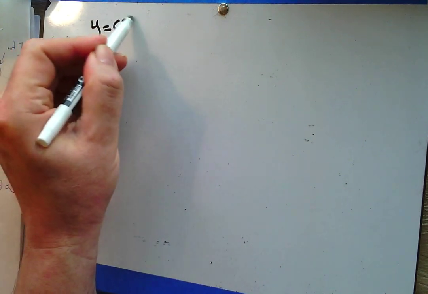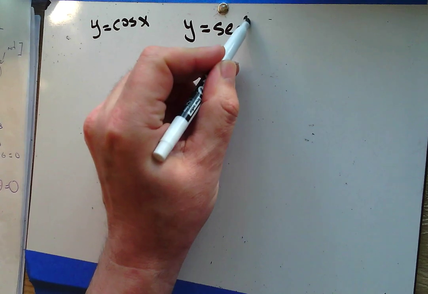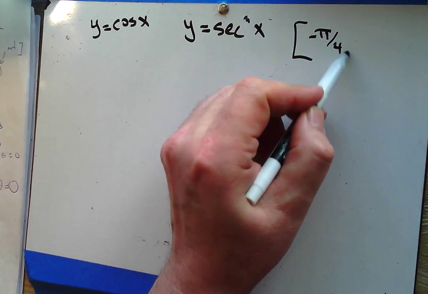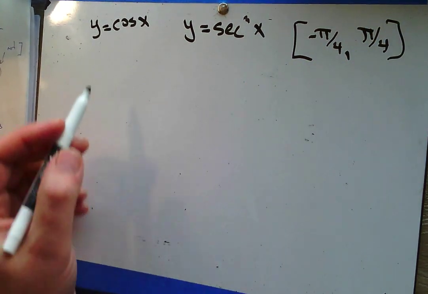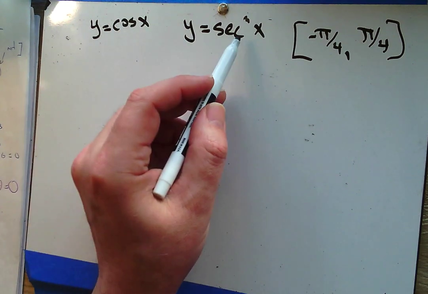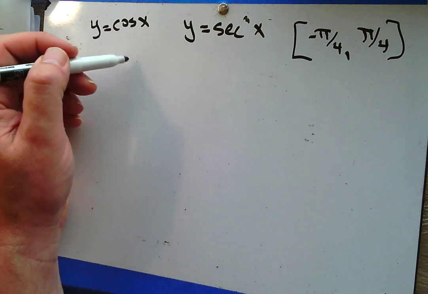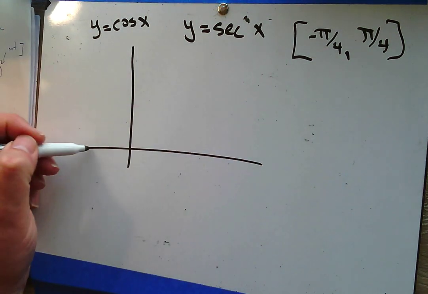Y equals cosine x, y equals secant squared x on negative pi over 4 to pi over 4. Okay, well, it's interesting because I know that cosine and secant touch at a point. I wonder where that point is. Let's graph and see if we can find out.